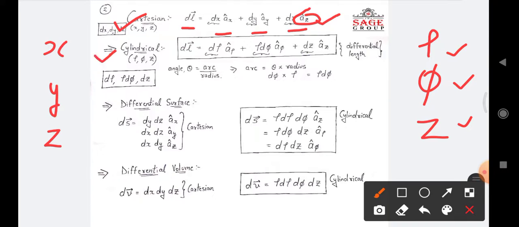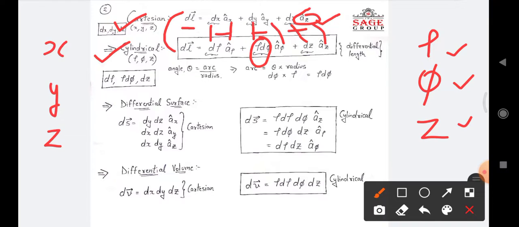Now for the cylindrical coordinate system, you can see that dl is the same as dl. For dx I have written here d rho. For ax I have written here a rho. For dy you will see that I have written something different over there. We will talk about this later. Now for ay I have written a phi. For dz I have written dz, and for az I have written az.